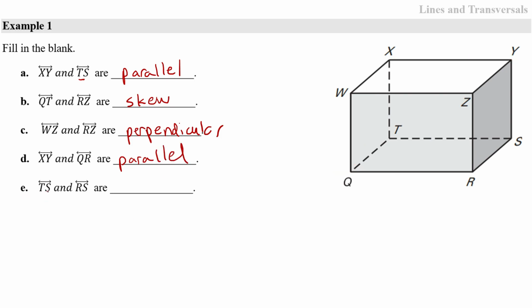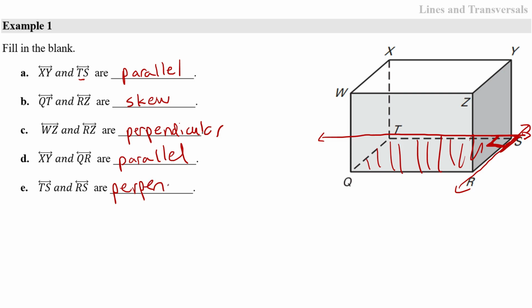Letter E, it says line TS and line RS. So TS is going to be over here in the back, and then RS is going to be over here. So they're both on the bottom plane, okay? They're both on this bottom plane. So they are on the same plane, and they also cross right here. And because that's the corner of that box, it's going to make a right angle. And we call that perpendicular. Two lines that cross and make a right angle are going to be perpendicular.